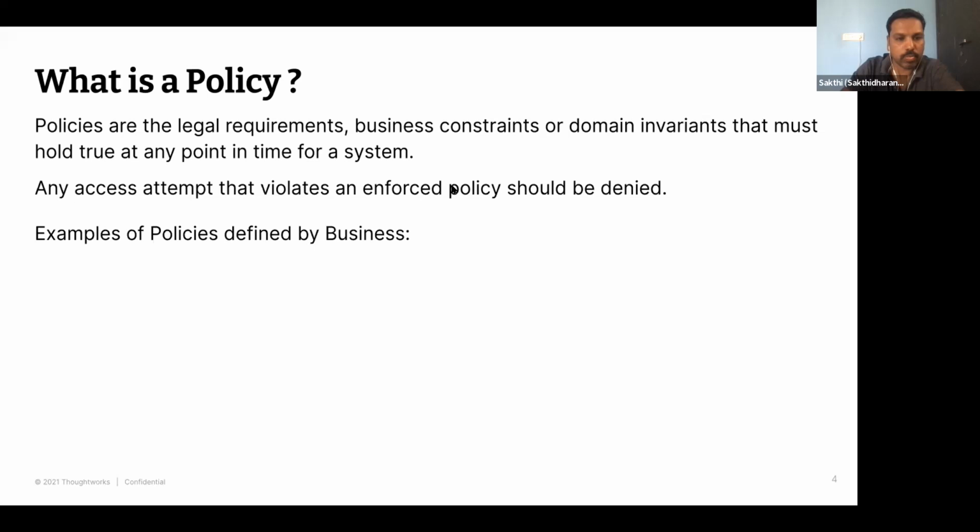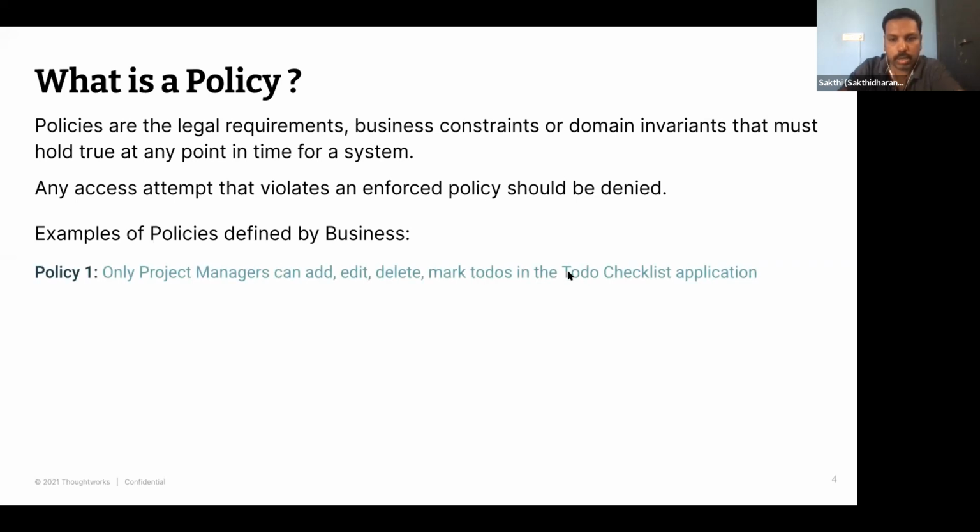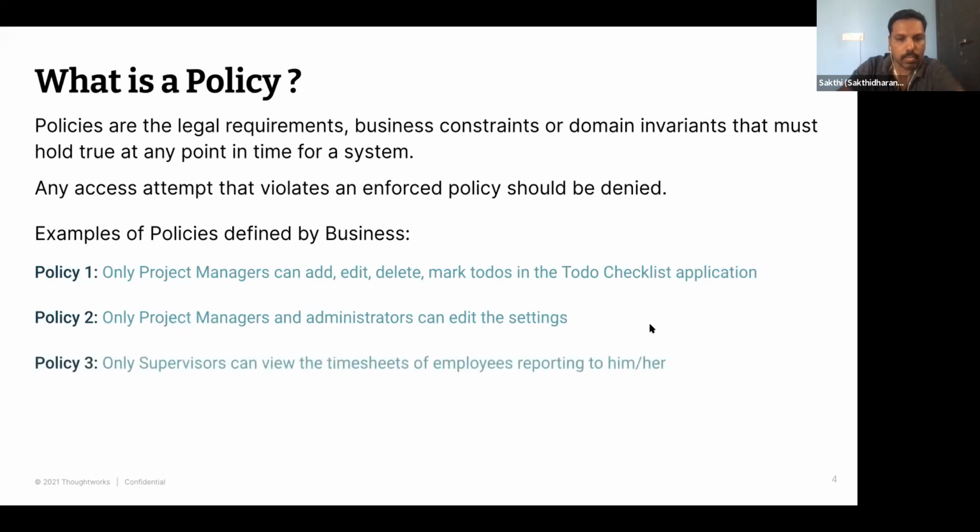So here are some examples of policies, and these policies are usually defined by the business people. For example, let's take the demo application, which is basically a to-do checklist application. You can easily imagine the business giving a policy like only project managers, or users who play the role of project managers, can add, delete, edit, or mark to-dos in this application. That's one example. And for example, only project managers and administrators can change the settings. That is also an example of an access policy. Another example is, let's say, only supervisors can view the timesheets of employees reporting to them. So these are some examples of access management policies.